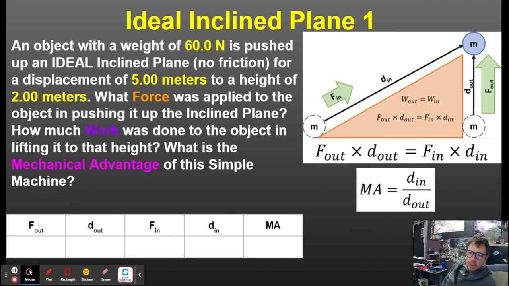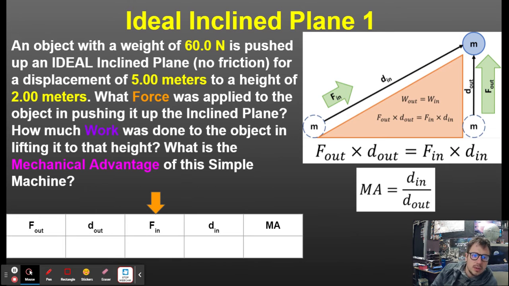So let's take a look at a problem. An object with a weight of 60 newtons is pushed up an ideal inclined plane, so that means no friction, for a displacement of 5 meters to a height of 2 meters. What force was applied to the object in pushing up the inclined plane? How much work was done on the object in lifting it to that height? And what is the mechanical advantage of the simple machine?